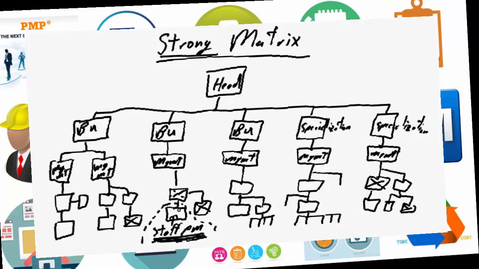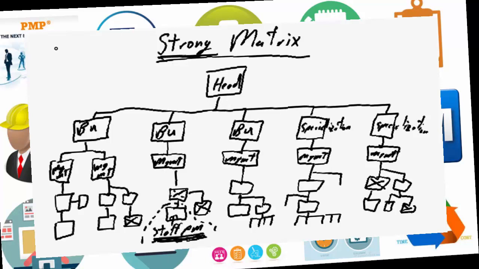project manager, where this staff project manager has the time, has the skills, has the attention, has the focus, and will be working on nothing but project delivery, where in the weak matrix the line manager had both project delivery responsibilities as well as line delivery responsibilities.